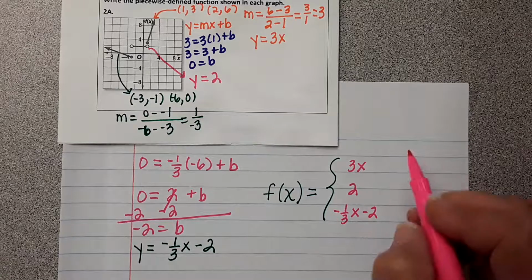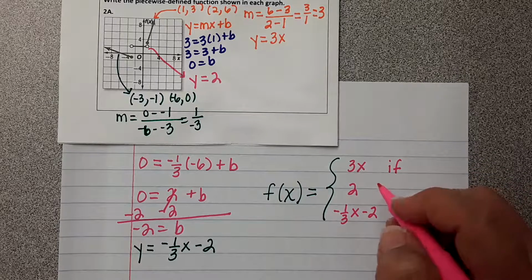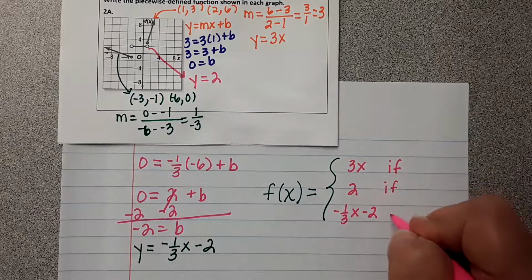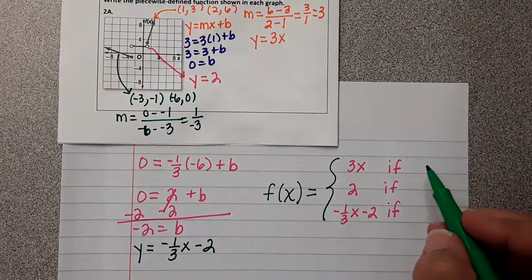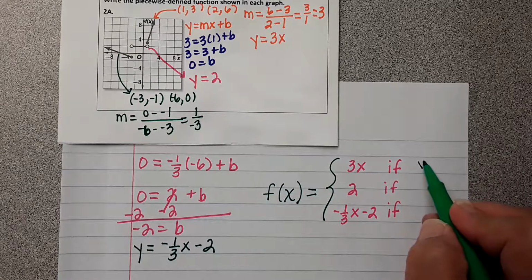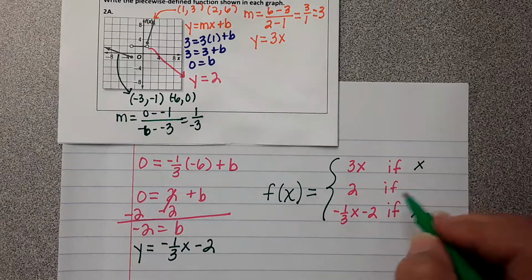Now we have to write if on all of them. Okay, so we're going to start with x. These are going to be x. We'll talk about the second one later because that one's kind of different.